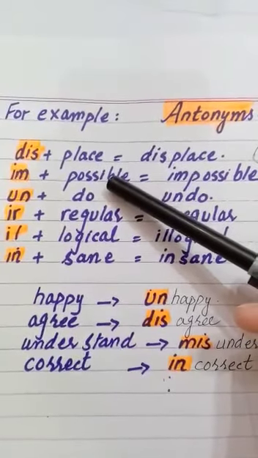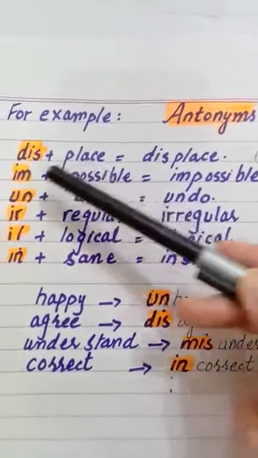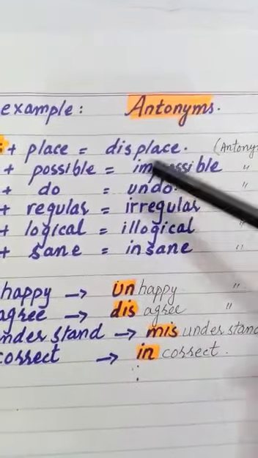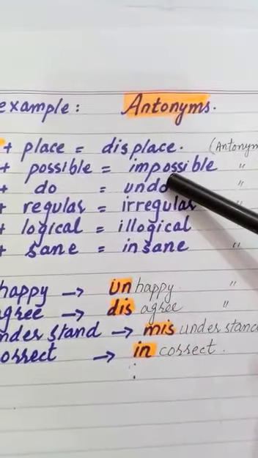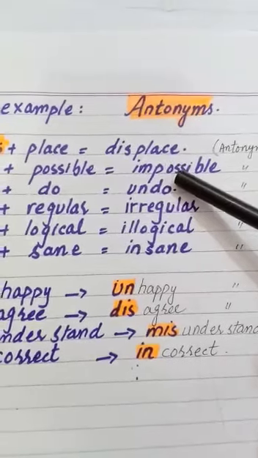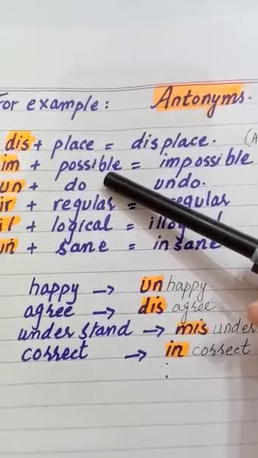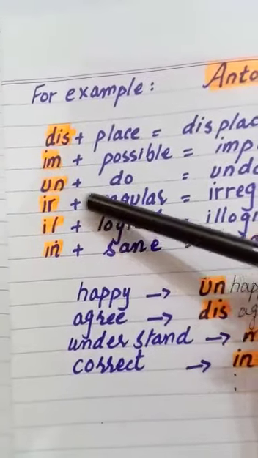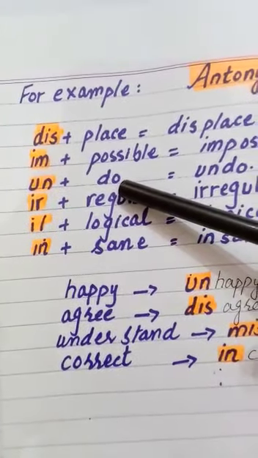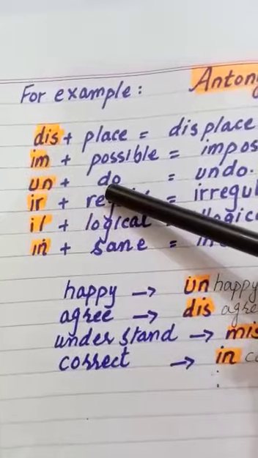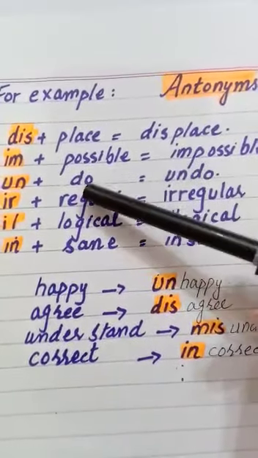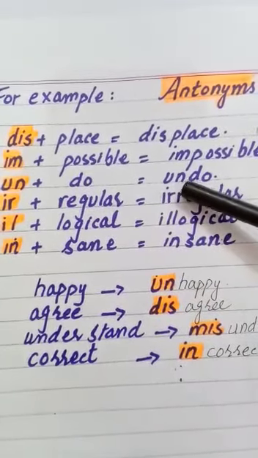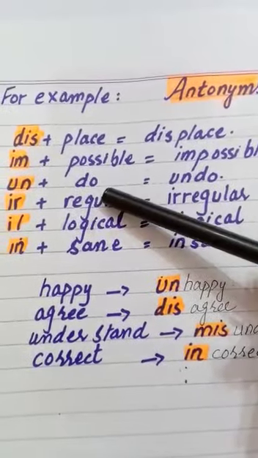Impossible. Possible is a word, and when we put the prefix im with that, it becomes impossible. So possible and impossible. Impossible is the antonym of possible. Antonym means opposite. Un and do. Do is a word. When we put this prefix with this word, it becomes undo. So do and undo. Undo is the opposite or antonym of do.